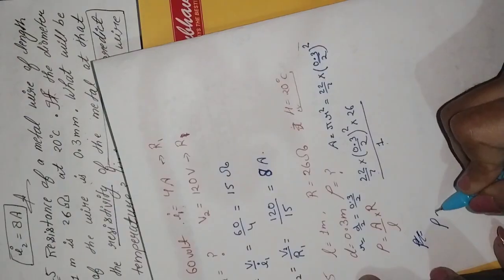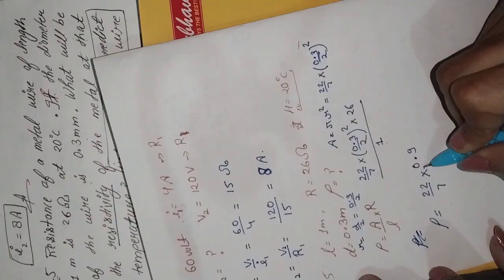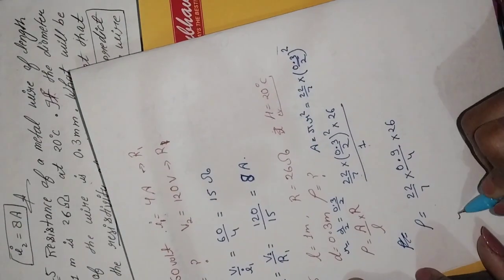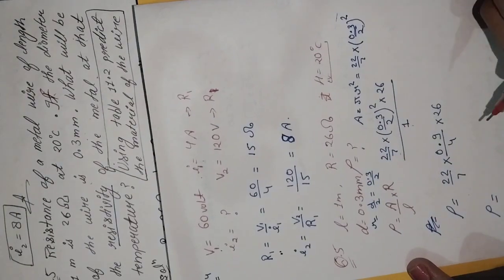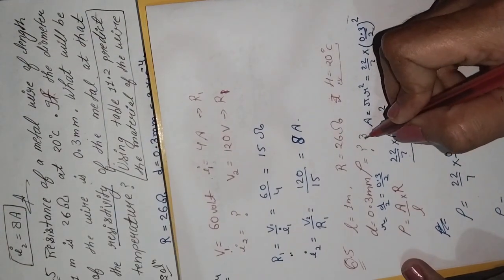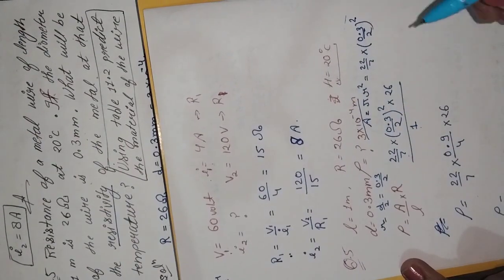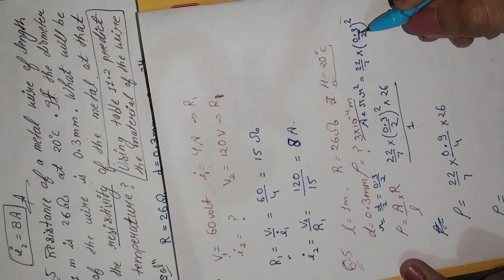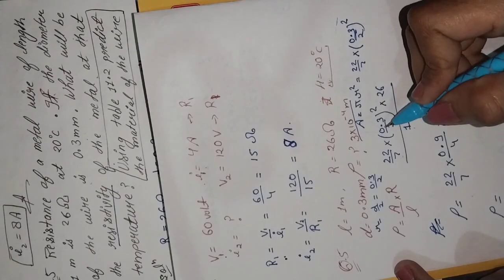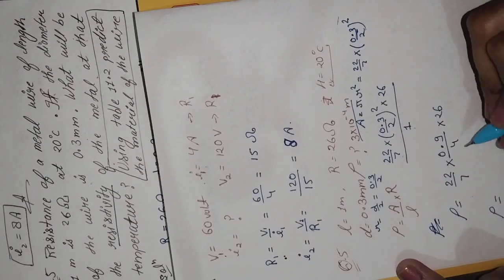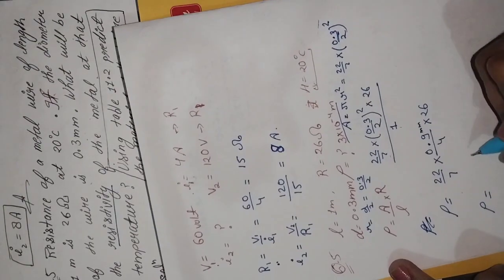So rho will be 22 by 7 into 9 over 4 into 26, and rho will be equals to, since it was in millimeter, so we will change it in meter, then it will be 3 into 10 की power minus 4 meter. So we can put this value here. We are solving it in millimeter. Now we are changing it in meter.